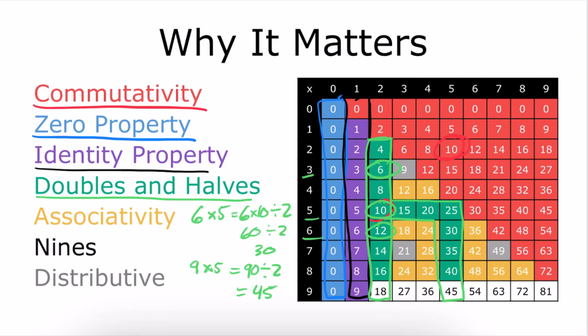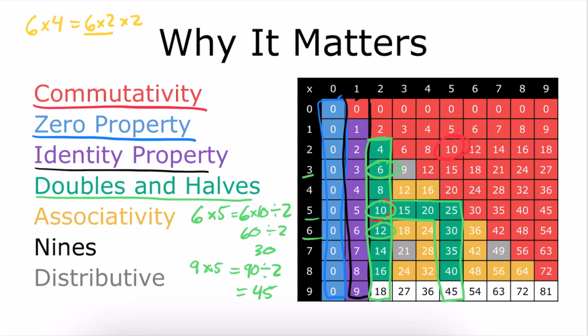And then associativity can help you memorize all of these yellow ones. For example, if you are doing 6 times 4, it might be easier to think about this as 6 times 2 times 2, because doubles are easier than multiplying by 4.